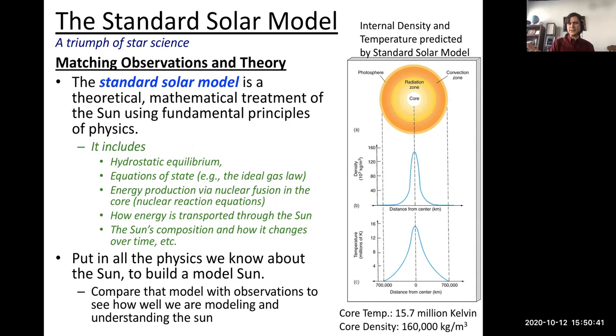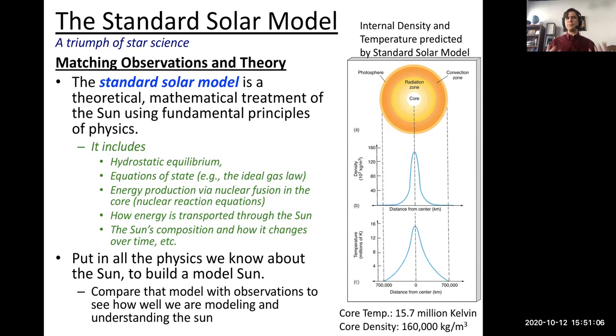So now we have a model sun, and we have all these amazing observations of the sun, from its composition down to its interior structure via helioseismology. And we can compare the two to see if the physics that we're putting in can model the sun. Do we understand how a star works? Do we understand it well enough to reproduce a model of it with a high level of accuracy?